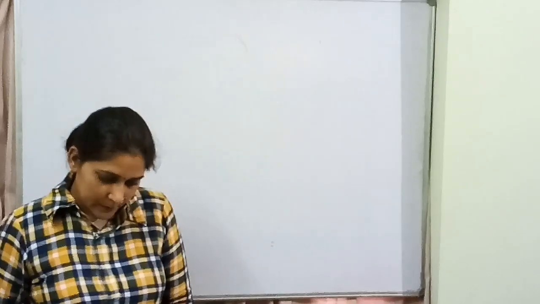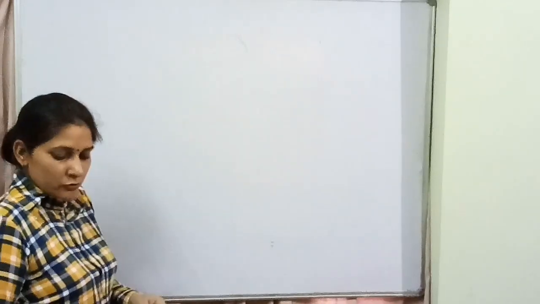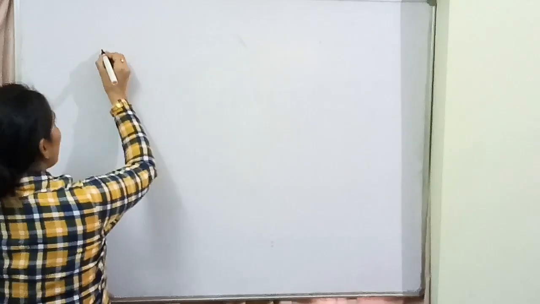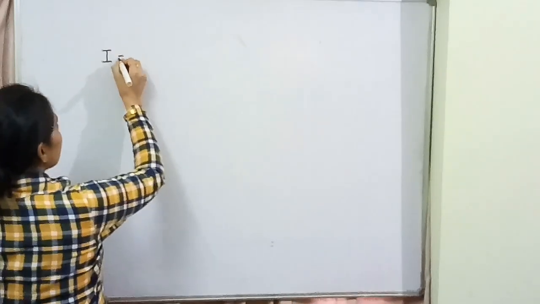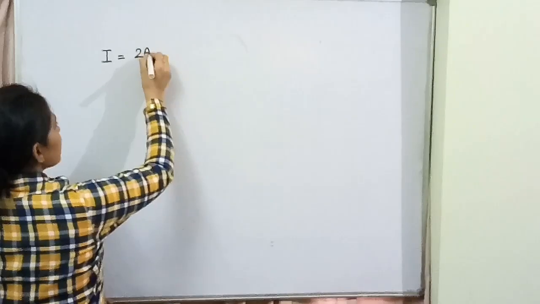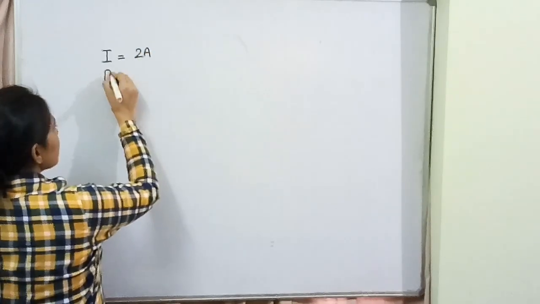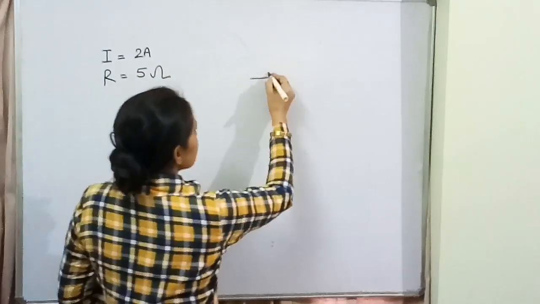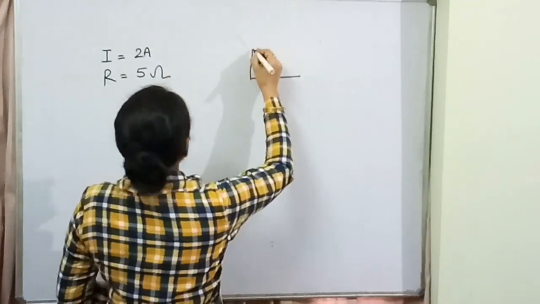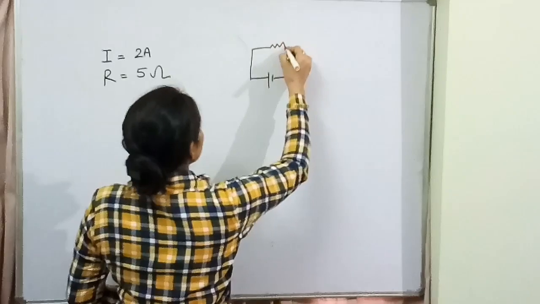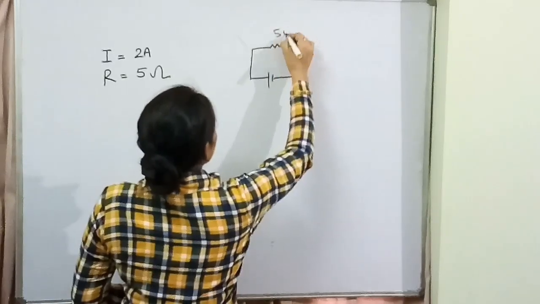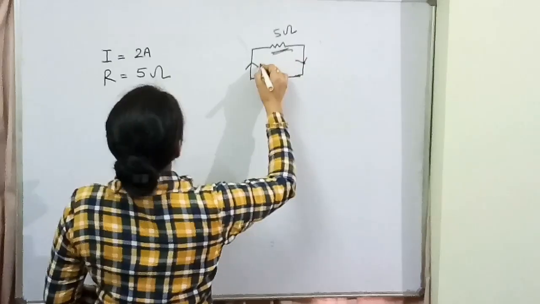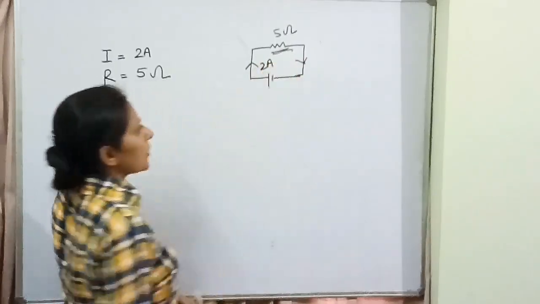Just try this numerical. A cell supplies a current of 2 ampere when it is connected to 5 ohm resistance. Means one current is given to us, that is 2 ampere of current is passed when a resistance of 5 ohm is connected in the circuit. Suppose this is the circuit, ये एक circuit है, यहाँ हमने connect किया resistance of 5 ohm. When we connect this resistance of 5 ohm, the current passed in this circuit is 2 ampere.